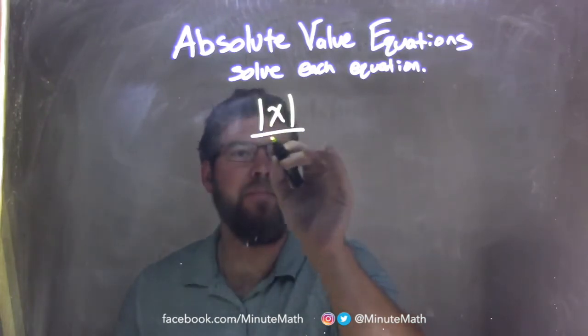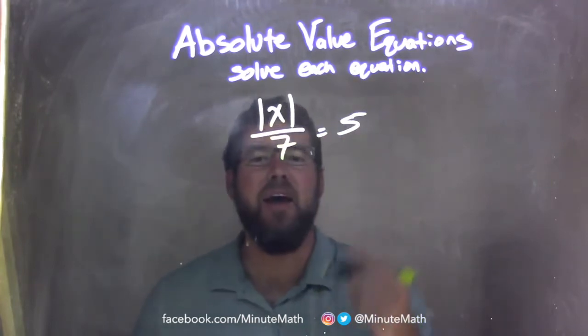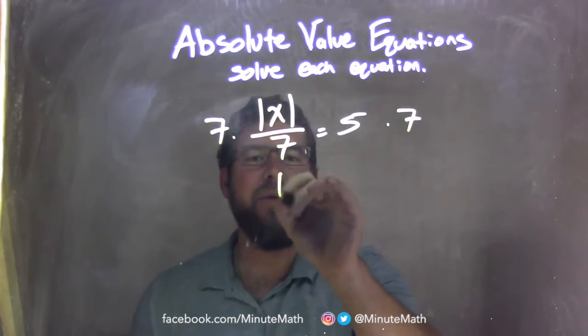Absolute value of x over 7 equals 5. First step, get the absolute value by itself. So I multiply 7 to both sides, leaving me here with the absolute value.